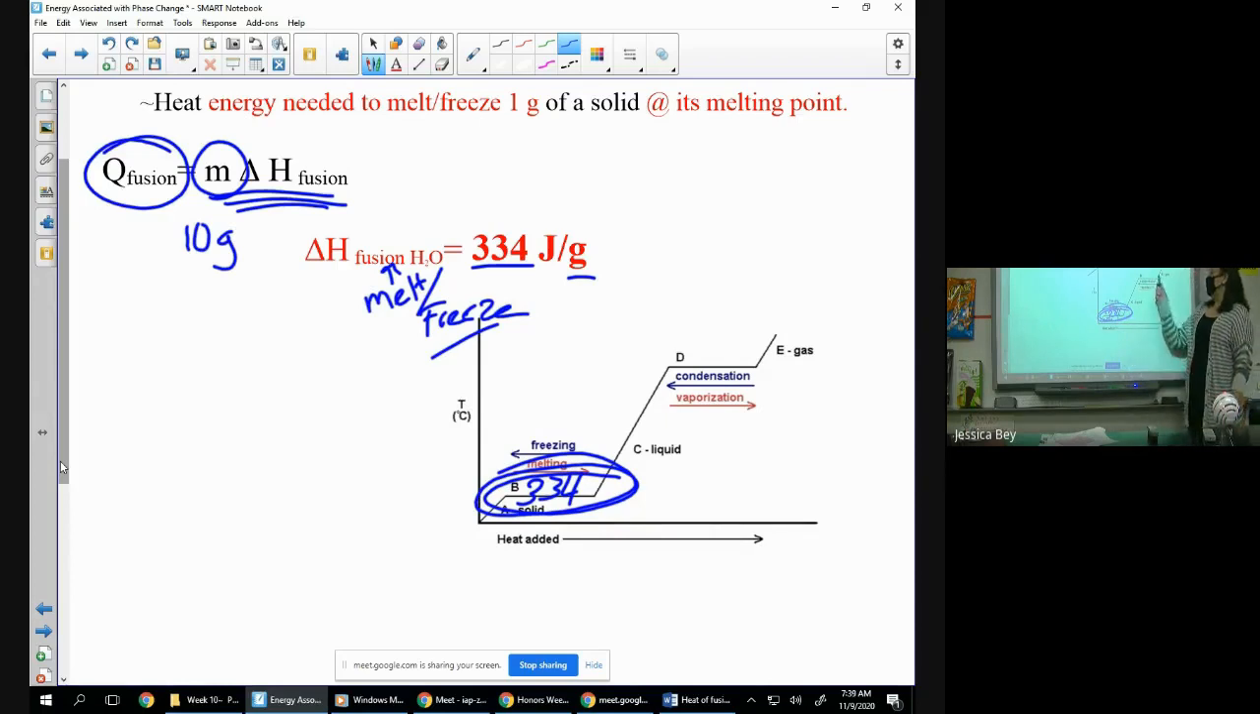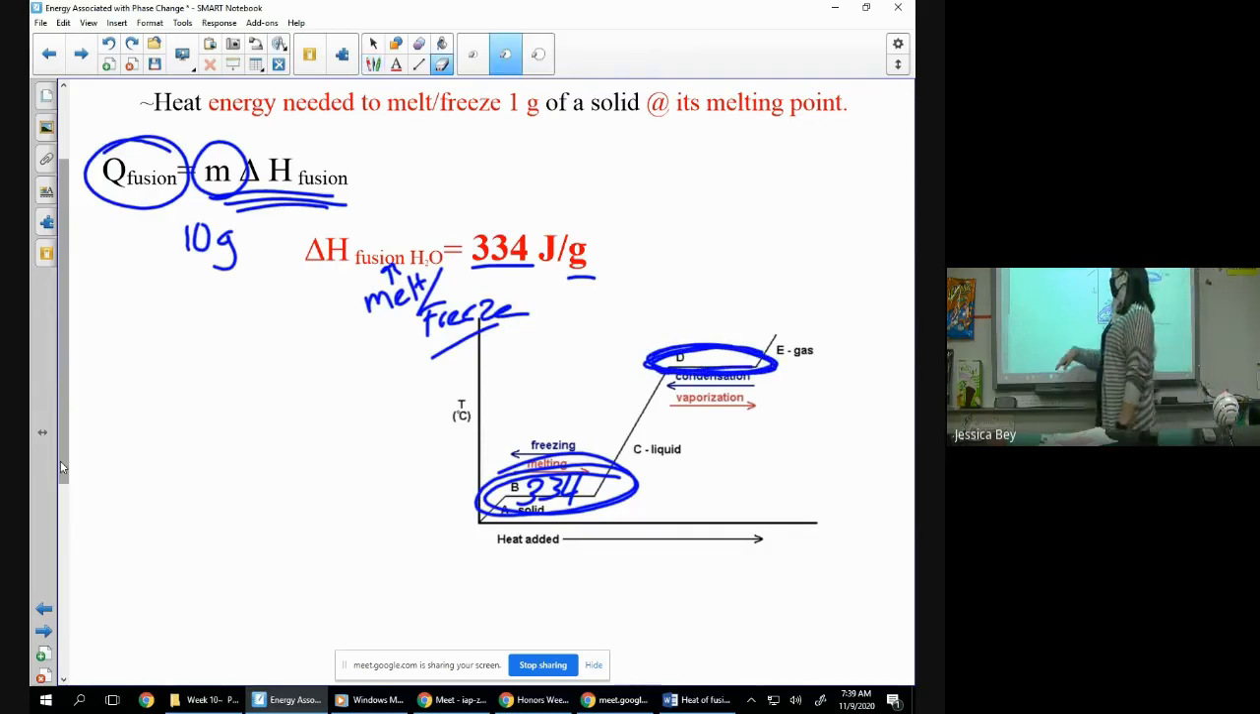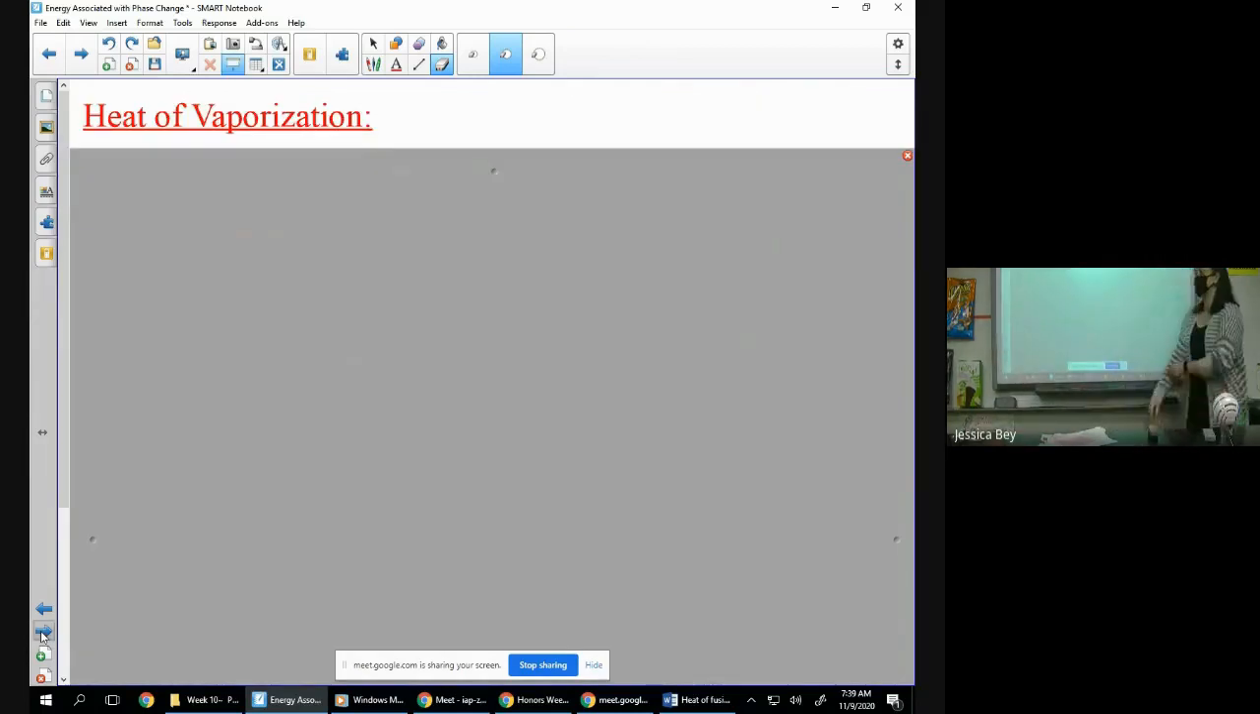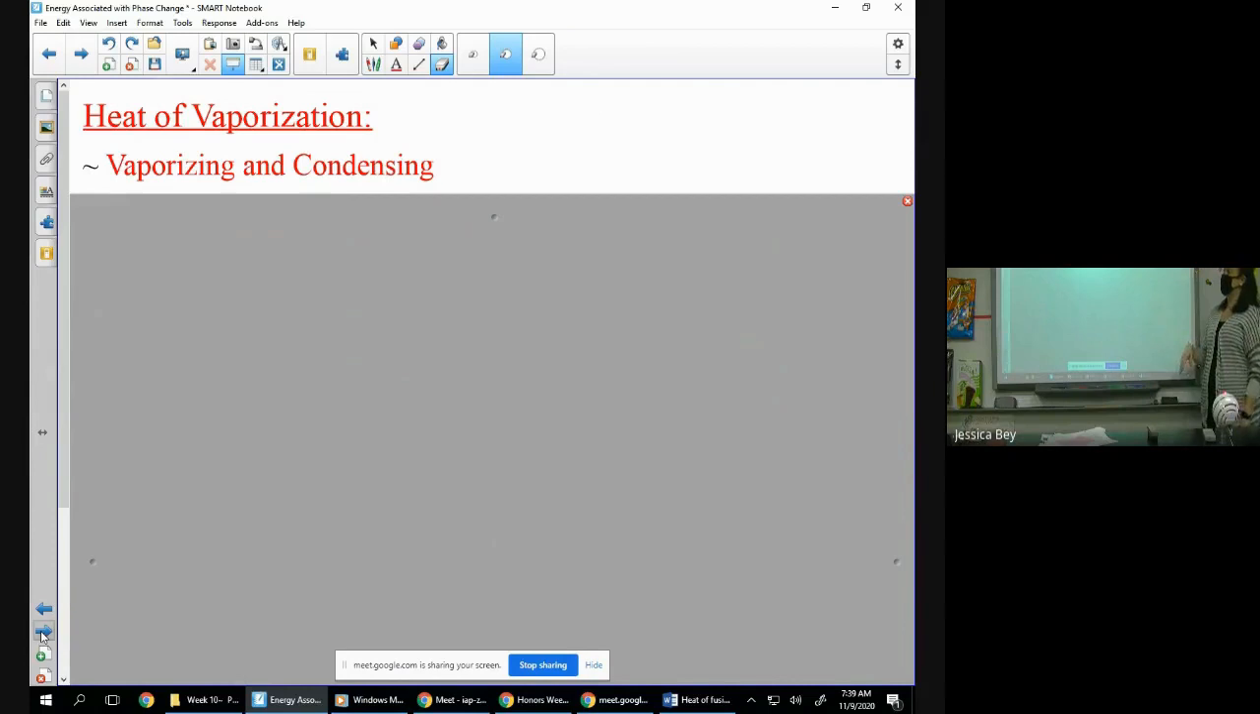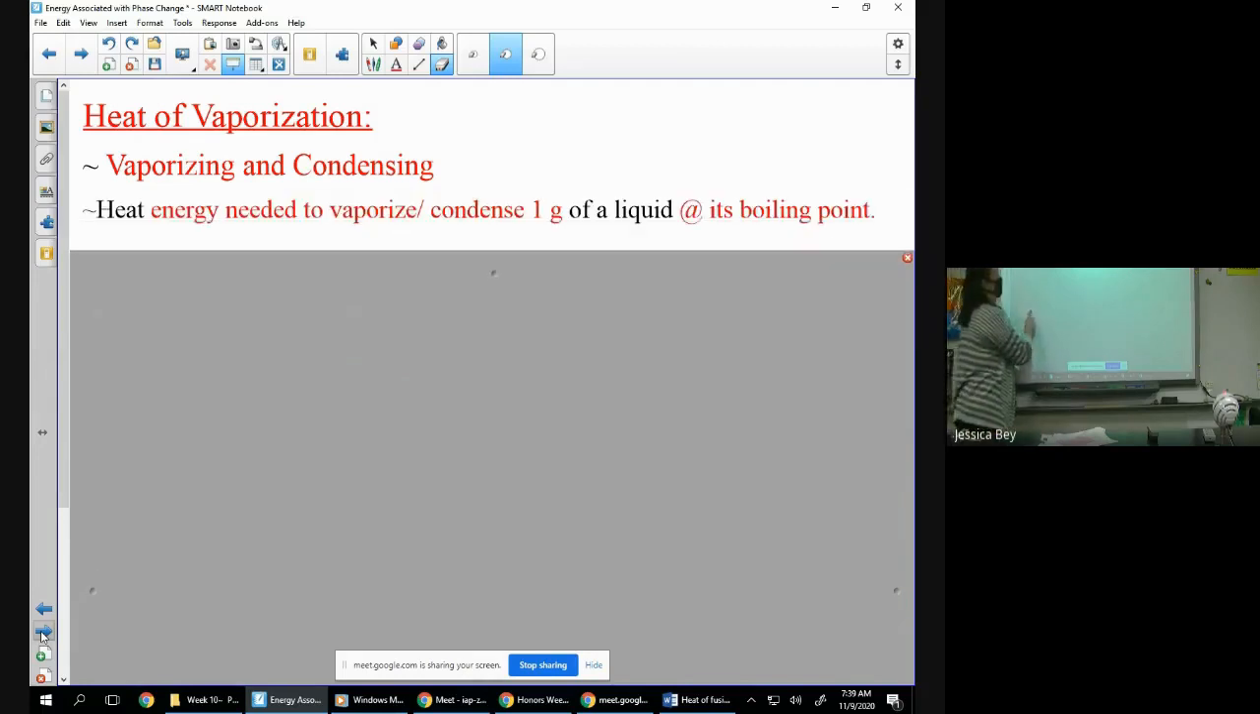Okay, now we got to talk about this one, the one that happens around 100. Awesome. That's called the heat of vaporization, and that is vaporizing or condensing. The stuffy definition, if you would like: the heat energy needed to vaporize or condense 1 gram of a liquid at its boiling point.